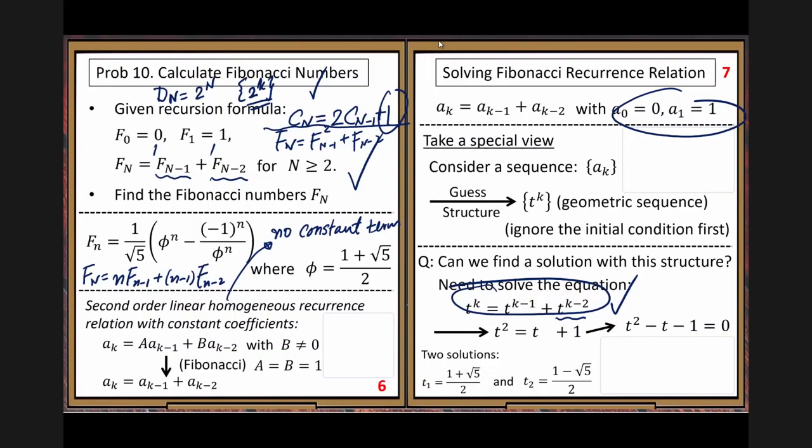That means our second T solution cannot be dropped. We should keep it. No reason to drop it. So we have two solutions. We use both solutions. But we know it's not an integer solution. Definitely not an integer solution. But we know our Fibonacci numbers must be integer solutions. Don't worry.